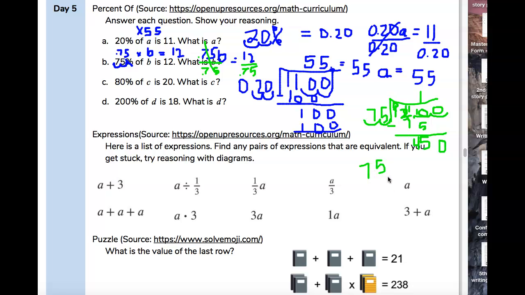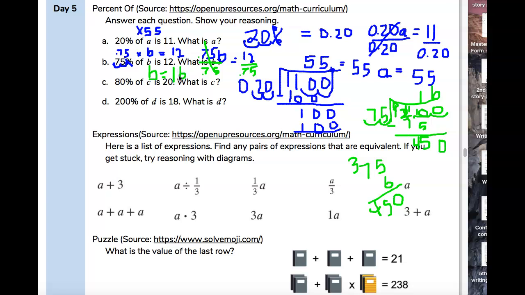So let's see. Let's try 6. 6 times 5 is 30. 6 times 7 is 42, plus 3 is 45. There we go. So our answer is 16. So 75% of 16 is 12. So B equals 16. All right? Okay.